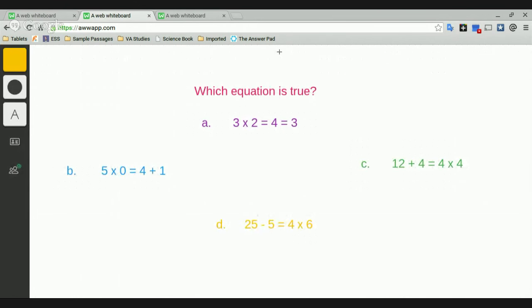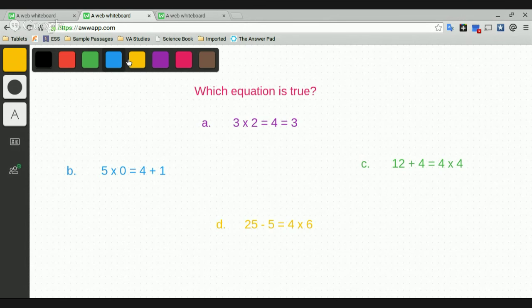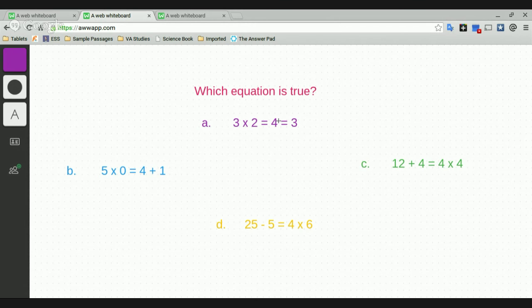It says which equation is true, and we have A, B, C, and D. What I want you to do here is pause the video and solve these and find which one is true. So pause the video now and work through this. Remember, just solve both sides of the equal sign. Oh, before you do that, I just realized I made a mistake. This should be 4 plus 3. All right, now pause the video and solve it.